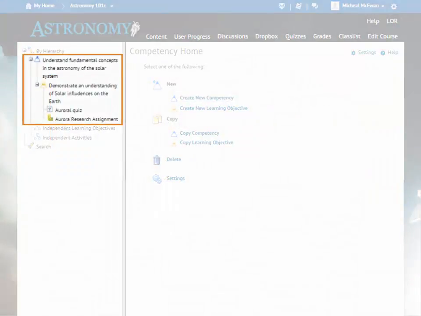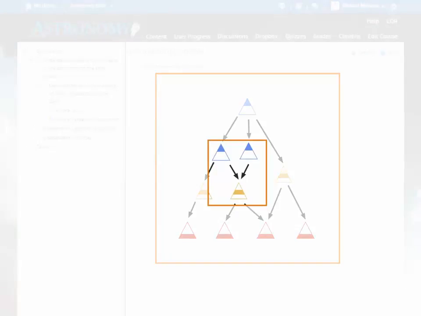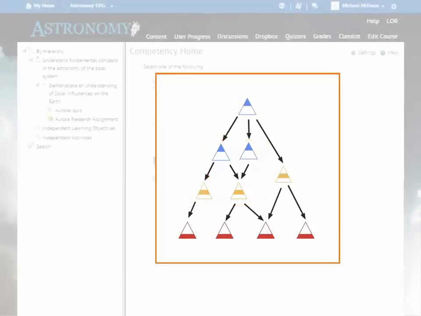In the navigation pane, an example competency structure is displayed. In this simple structure, the competency has one learning objective as a child, and this learning objective has two activities as its children. More complex structures can be created. Note that a single element can have multiple parents, and it can have multiple children.